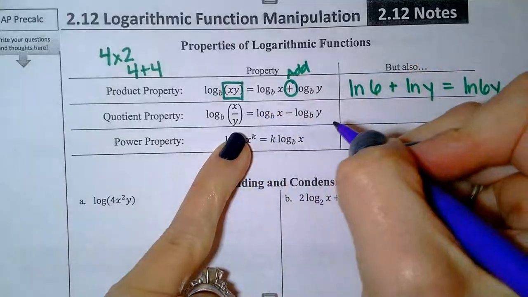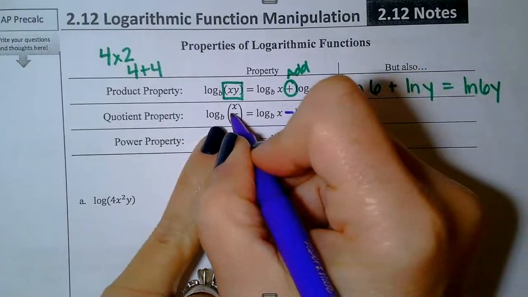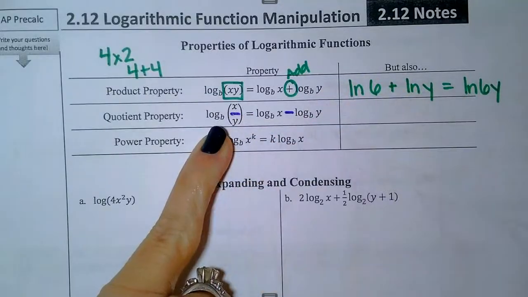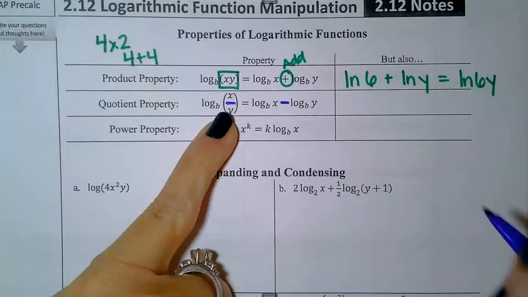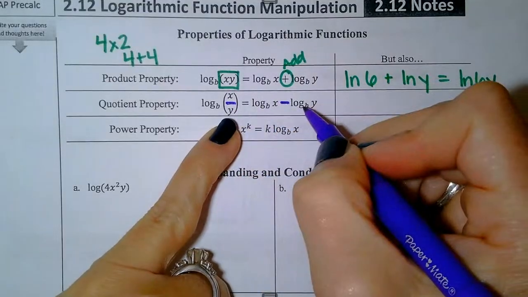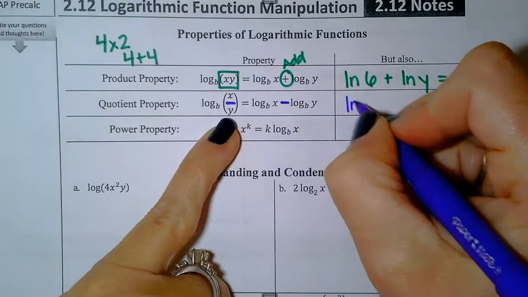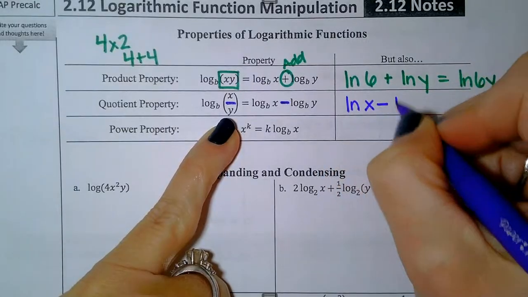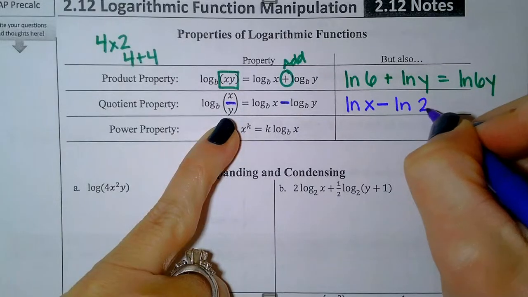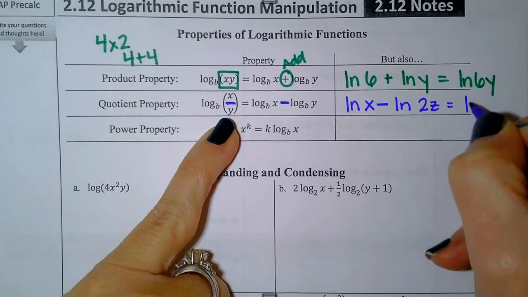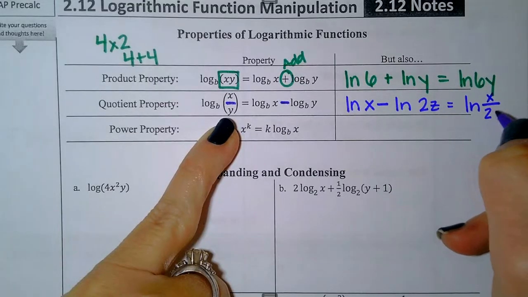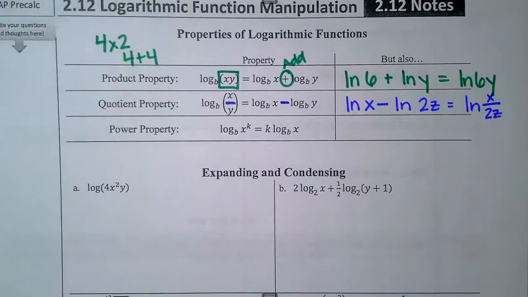If it's subtraction, I always remember this: these two straight lines go together. So if you see the division sign, it's subtraction. Same thing here. If I have the natural log of x minus the natural log of 2z, that would be the natural log of x divided by 2z.